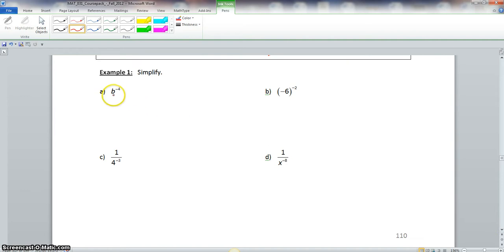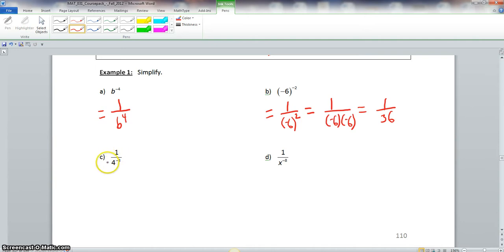We have example 1. We have b to the negative 4 power. We know, based upon our earlier definition, it's 1 over b to the 4th power. That is our a. Now we have our b. Now we have in parentheses negative 6 to the negative 2 power. So this would end up being 1 over parentheses negative 6 to the positive 2 power. So that would give us 1 over parentheses negative 6 times negative 6 in parentheses. So this would be 1 over 36.